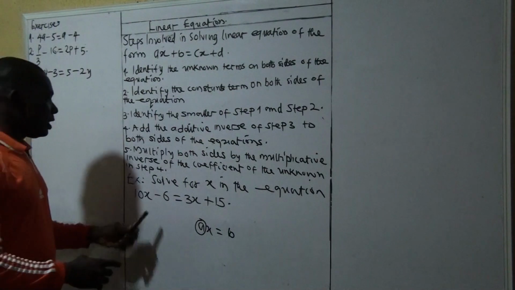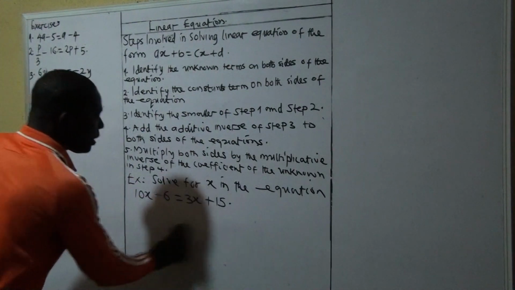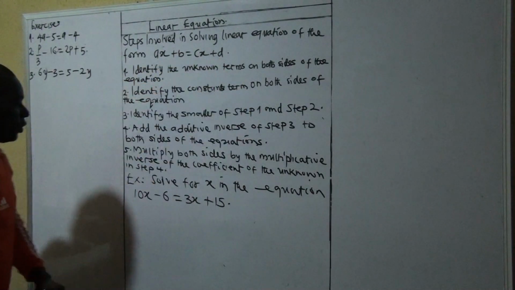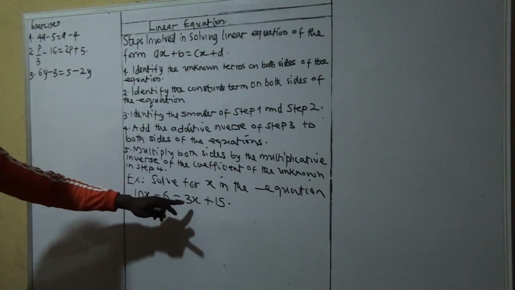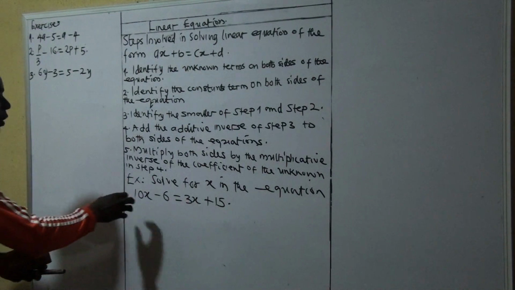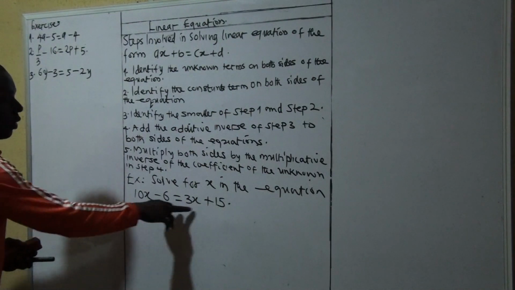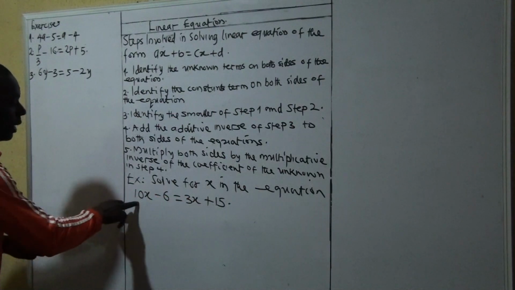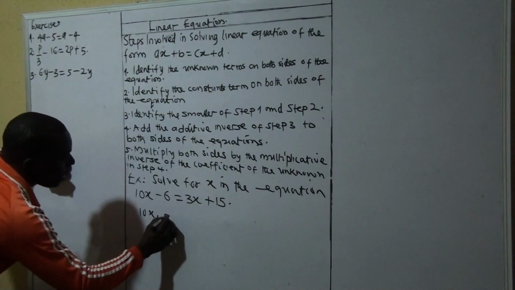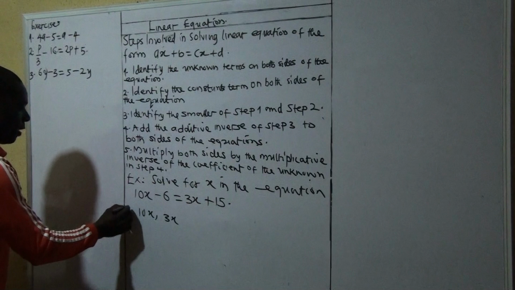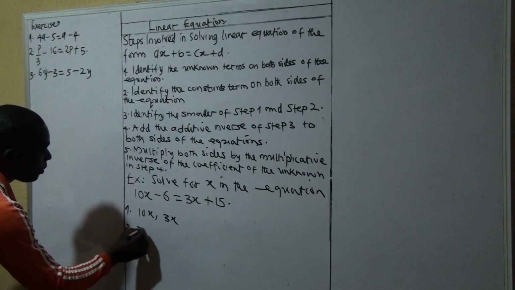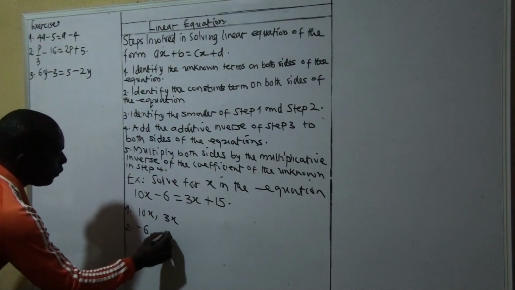Now quickly, let's look at this question on the board. The question resembles what I've just said, ax plus b is equal to cx plus d. We have 10x minus 6 is equal to 3x plus 15. The first thing is to identify the unknown terms on both sides and the constant terms on both sides. The unknown terms are 10x and 3x. The constant terms are minus 6 and 15.